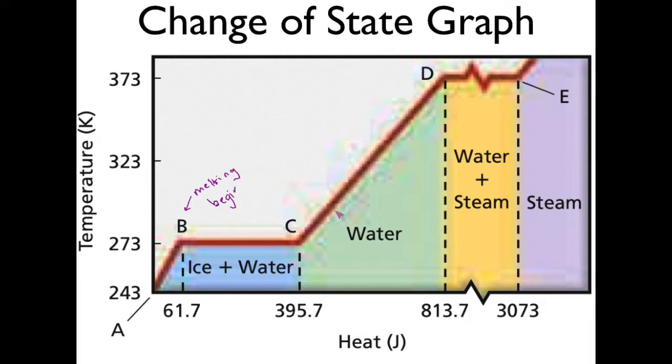So A was just a solid. In this flat line, you're going to have both phases because you're melting. At C, melting is over. And the substance is entirely in the liquid phase. This is a phase change graph for water, but you could have one for any substance.